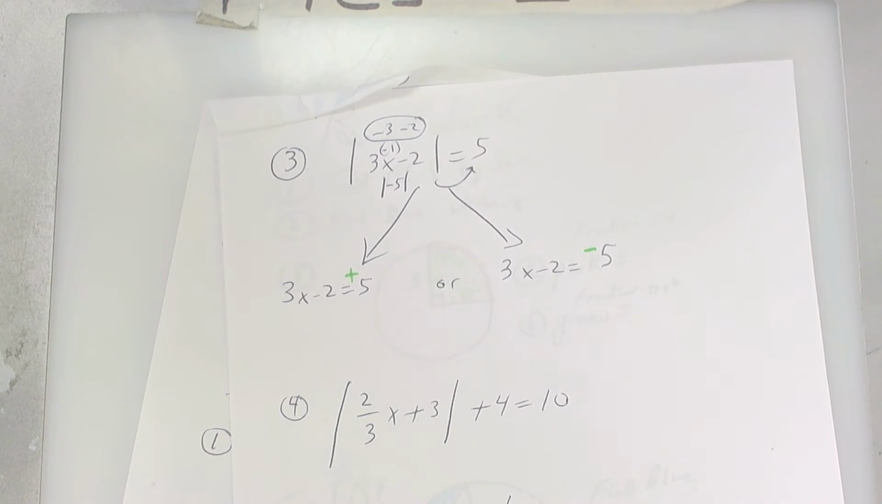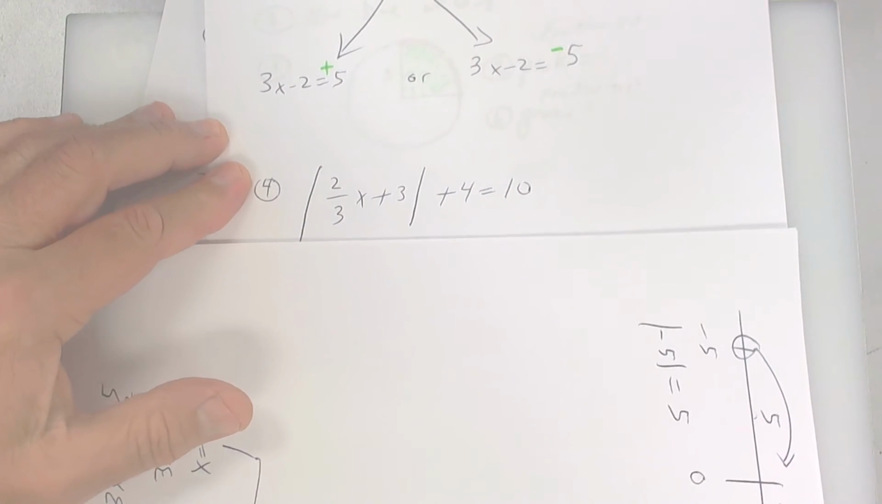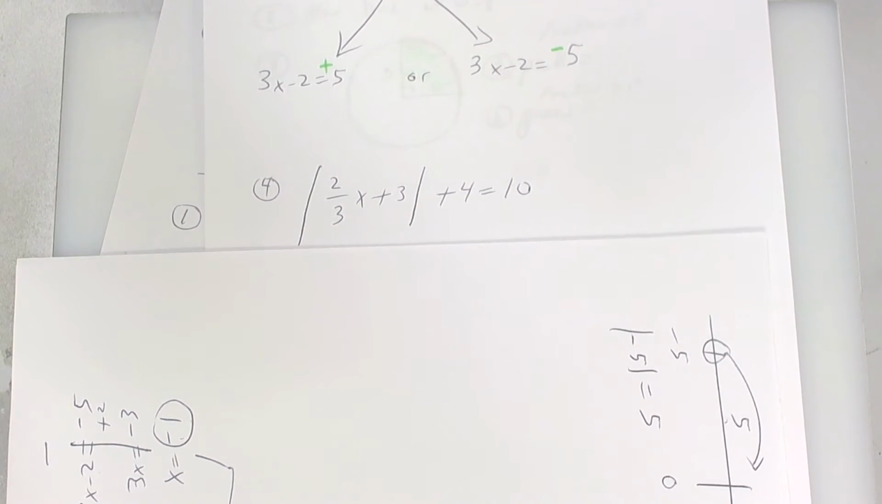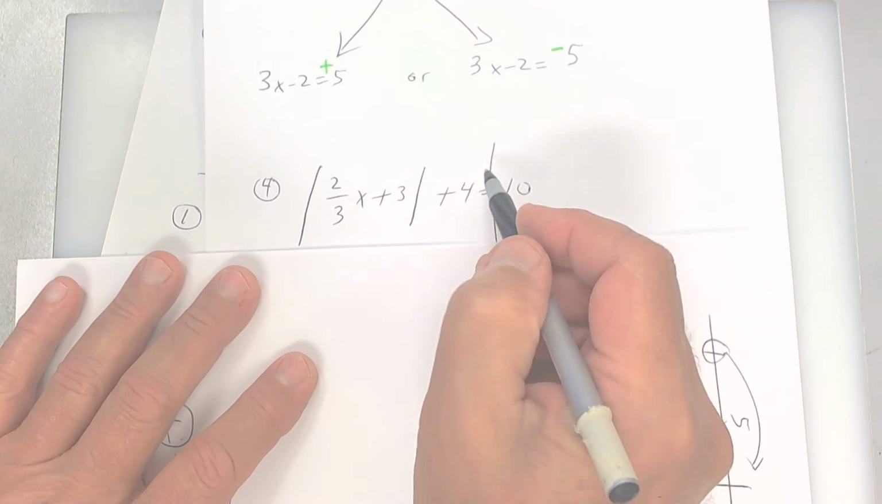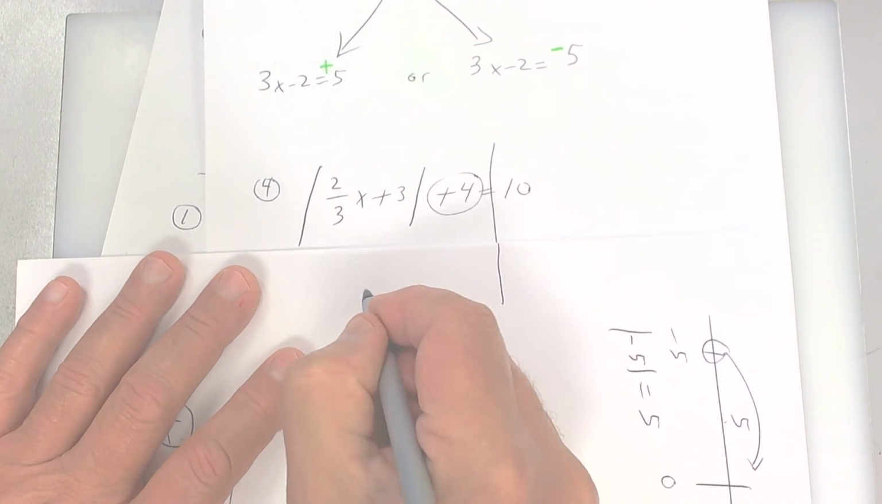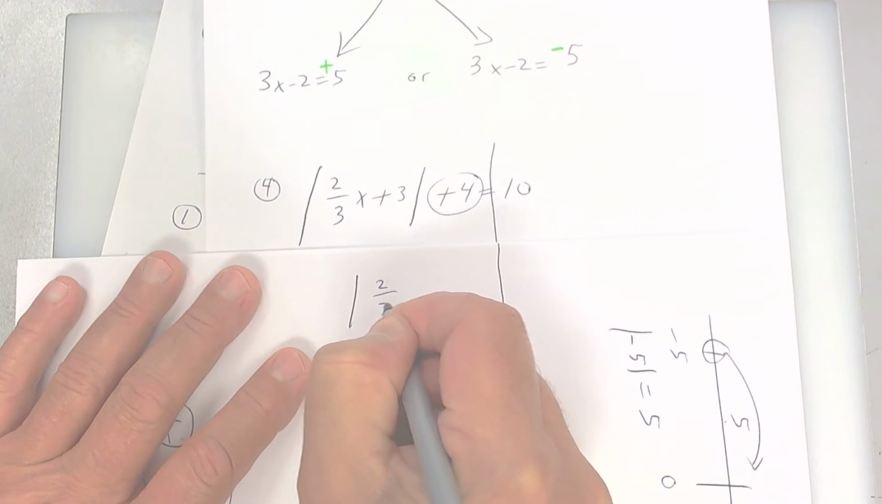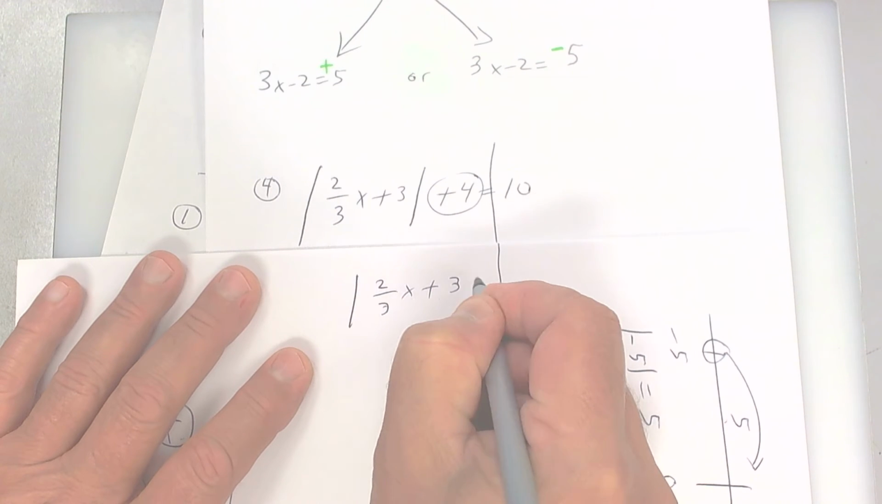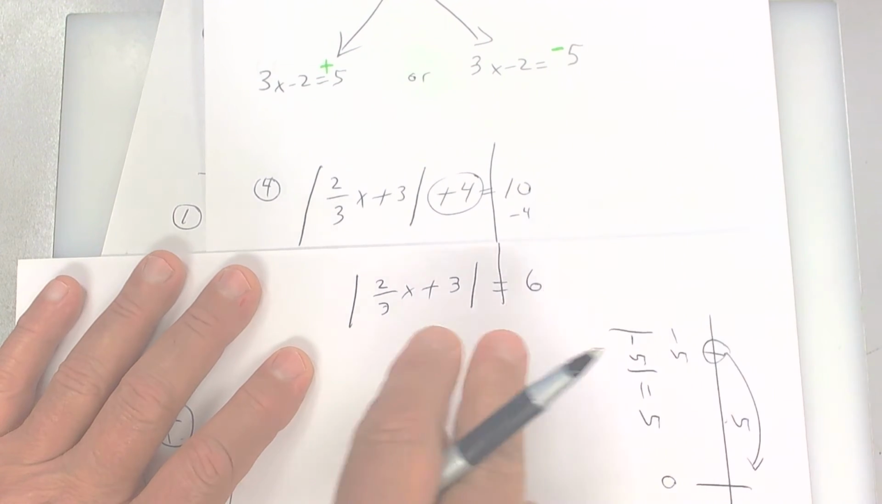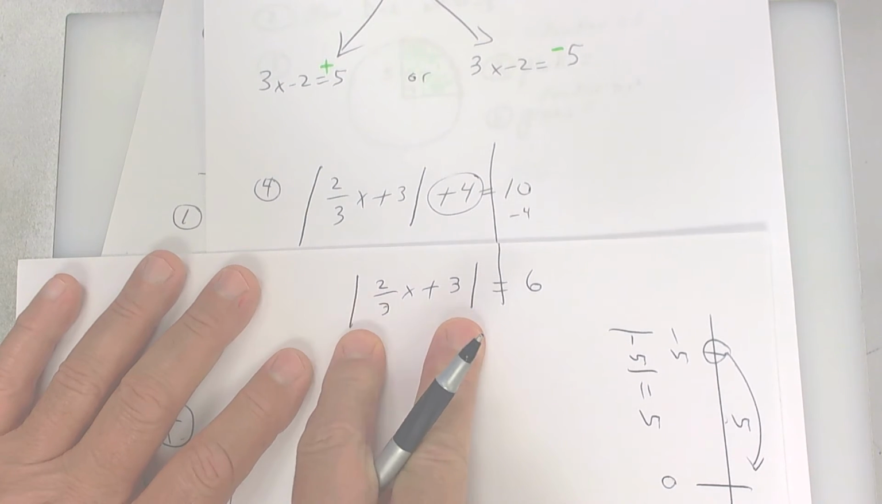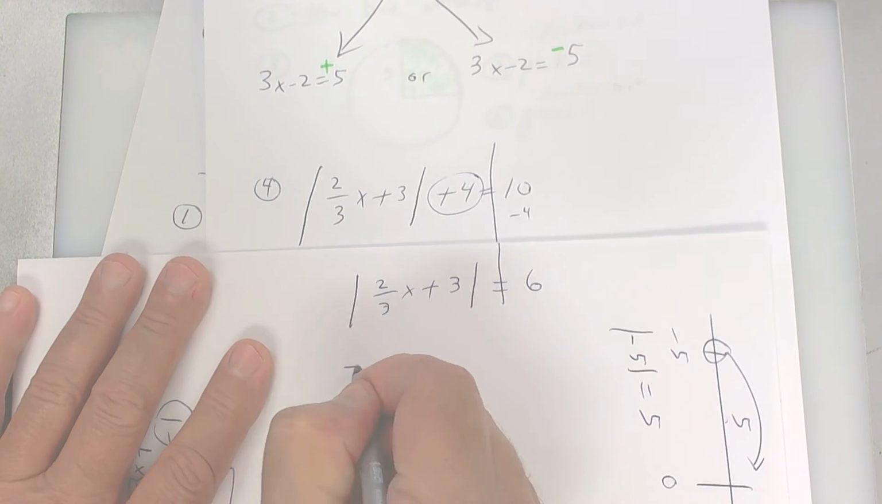All right, anyway, this one works the same way, so copy that one down. The only difference is you must get the absolute value by itself first. So you got to get rid of this. So you're going to have the absolute value of 2/3 x plus 3 is equal to, when you subtract 4, you get 6.